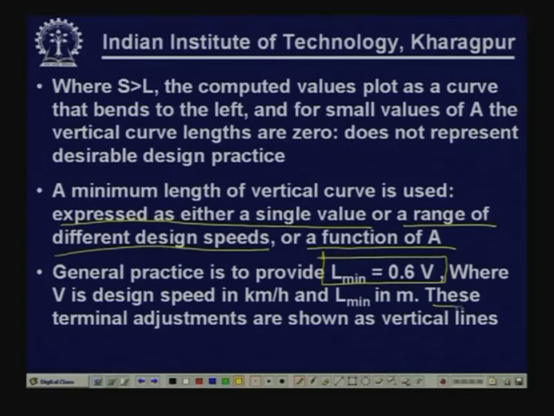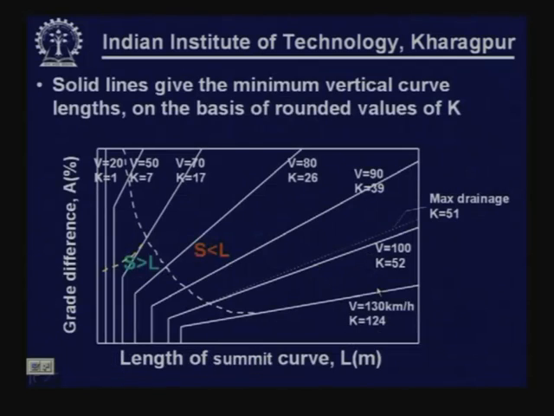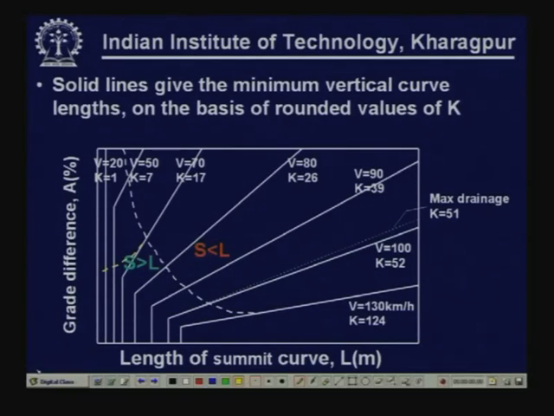Now, these terminal adjustments are shown as vertical lines. Let us again go back to that curve. Theoretically it goes like this, it takes a bend, but from practical consideration we use some minimum limit, which is again a function of the design speed. So, these vertical lines are essentially showing those terminal adjustments. That is what should be the minimum one.